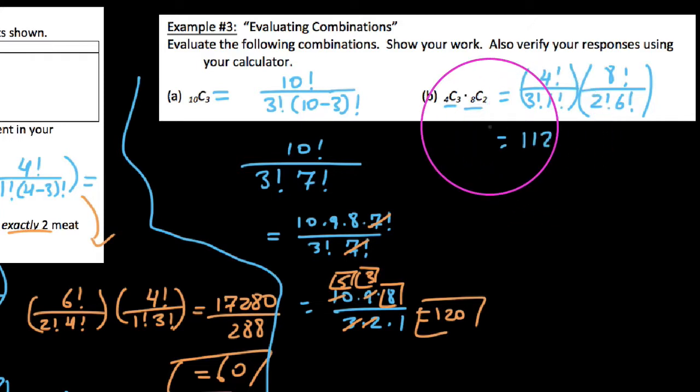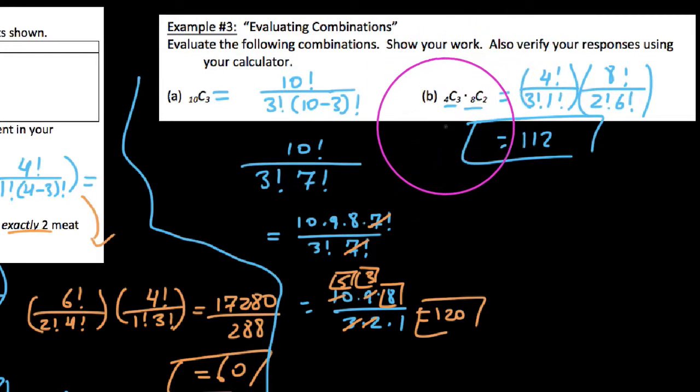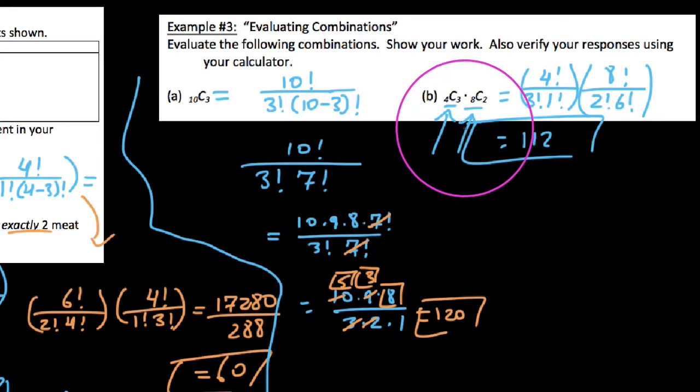Okay. So that is how we would evaluate combinations using the fundamental counting principle, also multiplying combinations together. And again, most calculators are going to have buttons where you can just say 4 choose 3 times 8 choose 2, and it's a lot quicker.